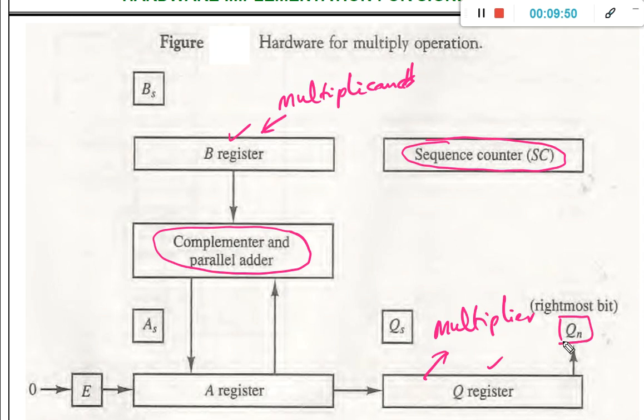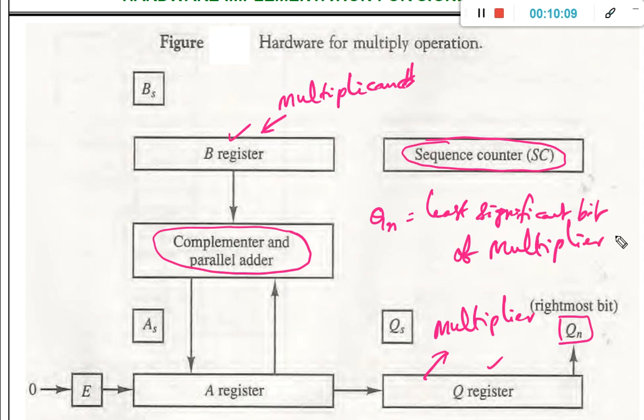Qn will represent the least significant bit of the multiplier. And in addition to that, we need a register to store the intermediate product. The intermediate product will be stored in register A.